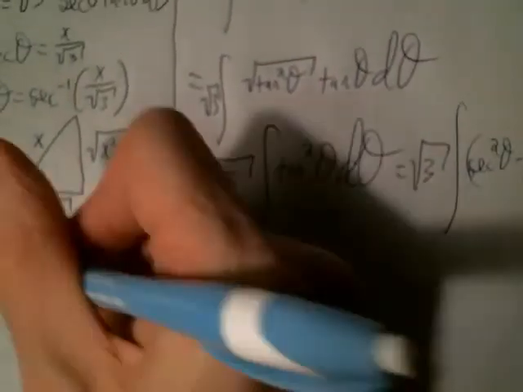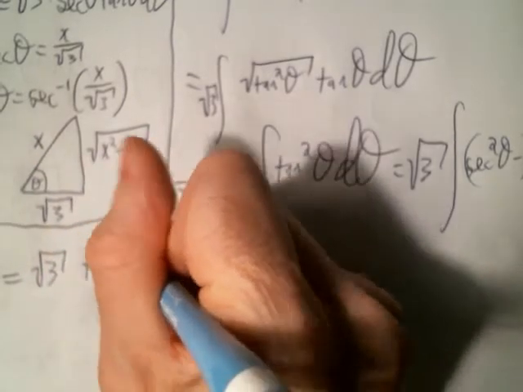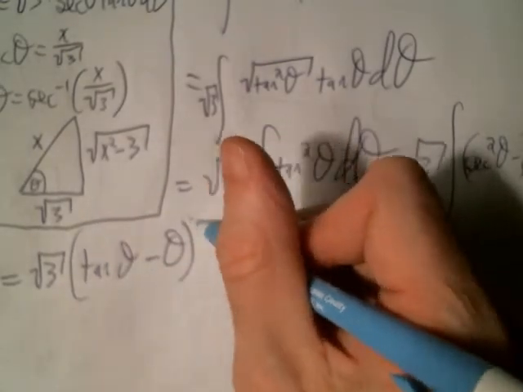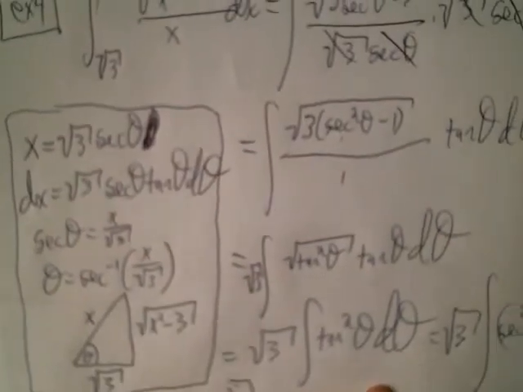And then you'll have root 3 times the integral of secant squared, which is tan theta minus theta. And we have to remind ourselves to evaluate eventually. You can evaluate right now by plugging these into your formula for theta.